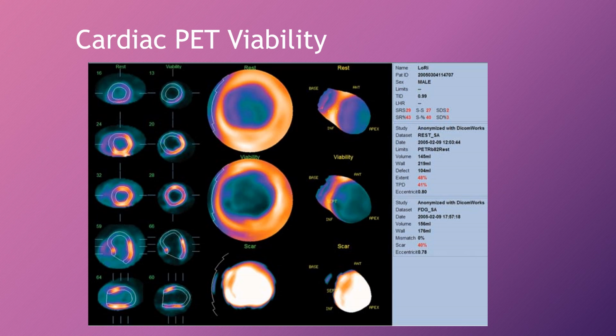This is showing the quantitative data that you can see. Basically, the viability kind of replaces the stress portion, but it looks at the extent of scarring in the rest versus the viability. It will produce some stress scores. It will produce extent of scarring. And this one is showing 40% scarring. So if you can see there, there is a match defect in the same area in the anterior septal wall.